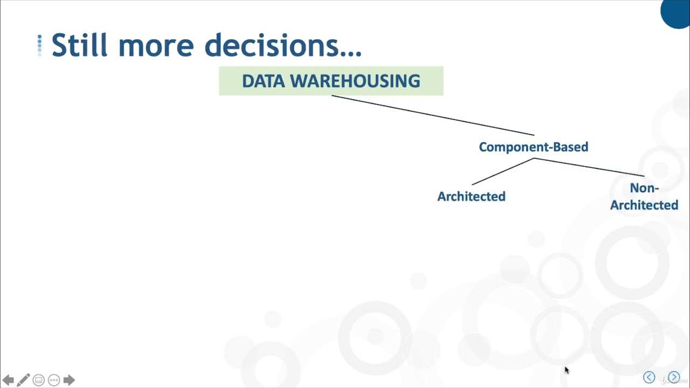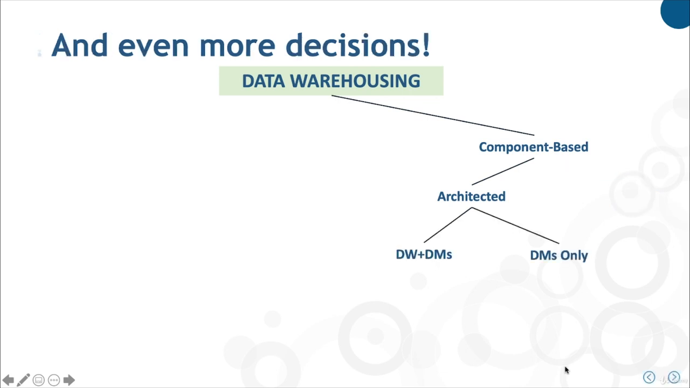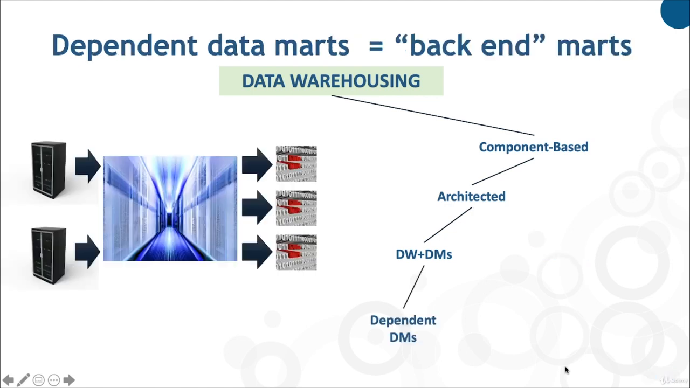Now, let's switch over to the other side and look at our options for component-oriented data warehousing environments. And here, in general, we have two paths to take once we head down this path of component-based data warehousing, either an architected or a non-architected approach. Then, along the architected path, we either could put data warehouses and data marts together and have them interoperate with one another, or we can build an environment that is made up of data marts only.